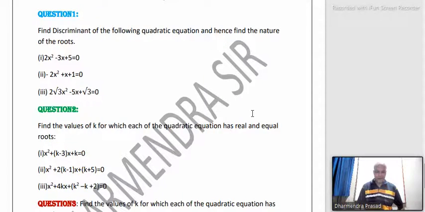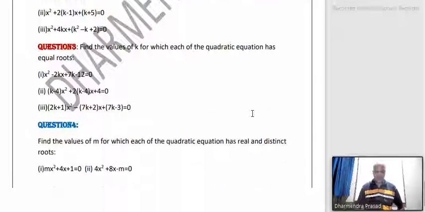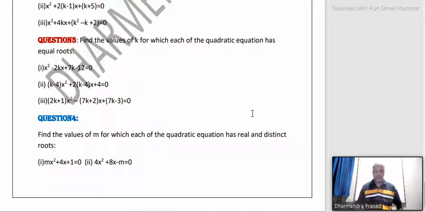And this part, this is question 3 and 4. All the questions, whatever type of question we have discussed, are all here. Clear? Practice it. If you have any problem, you can contact me.